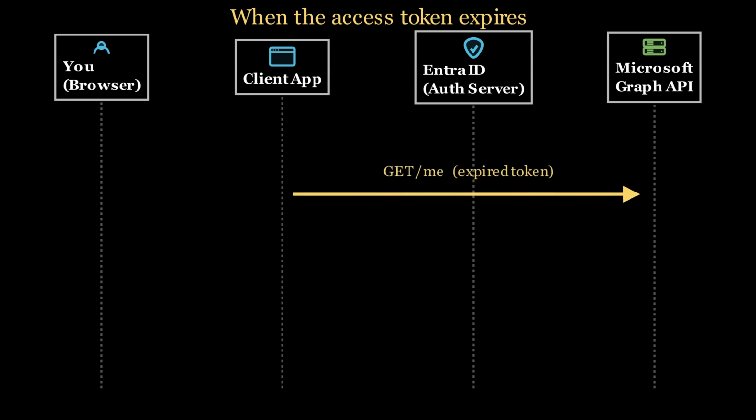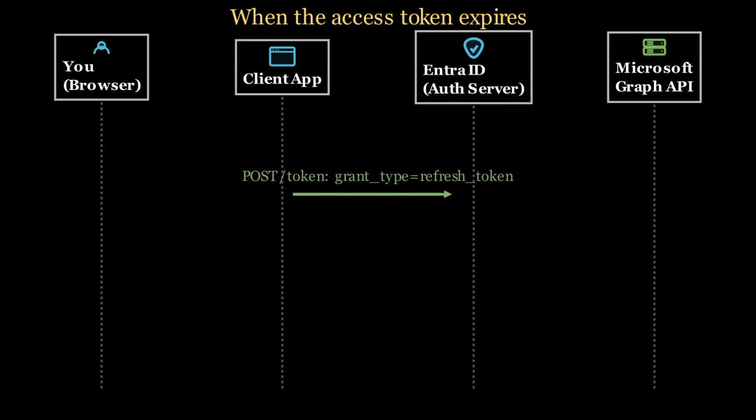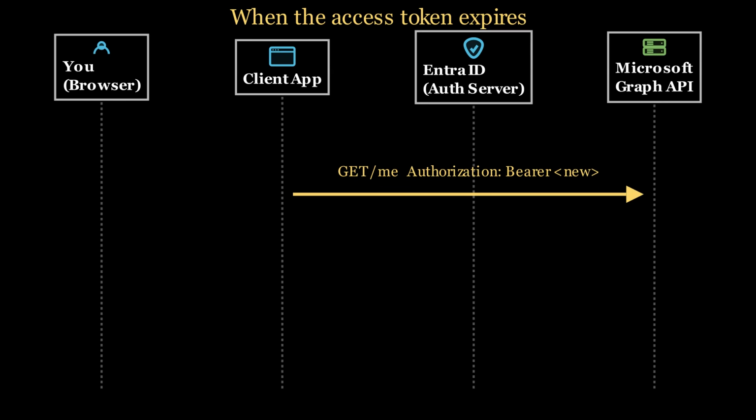An hour later, the access token has expired. The next call to Graph fails. Graph answers with a 401. So the app quietly calls the token endpoint again, this time presenting the refresh token, no user involved. Entra returns a brand new access token and often a rotated refresh token. The user never noticed a thing. The app retries with a new token and the call succeeds. That's how you stay signed in for weeks.